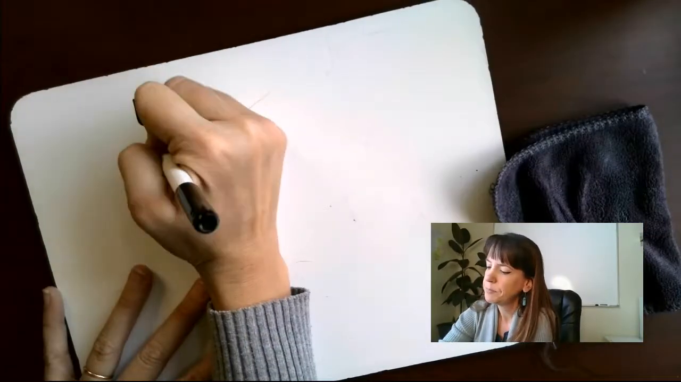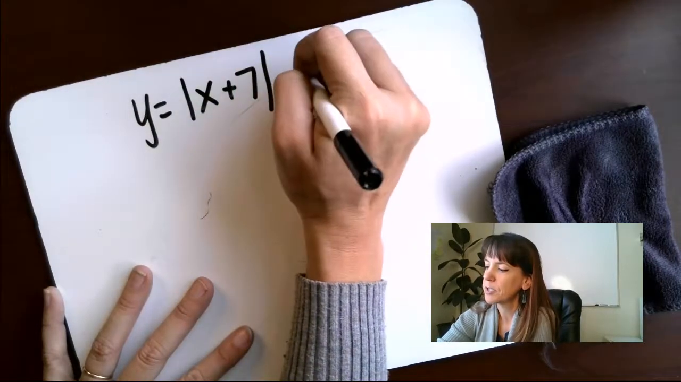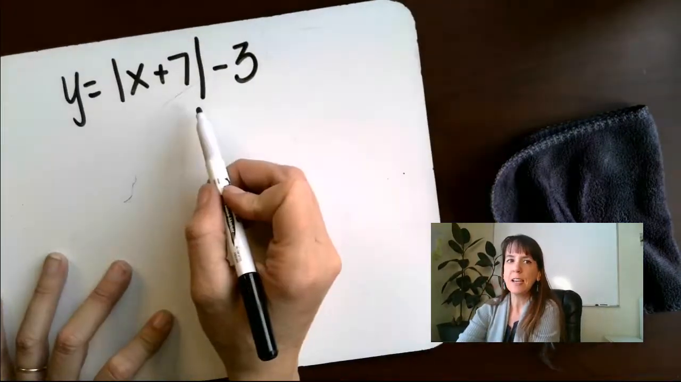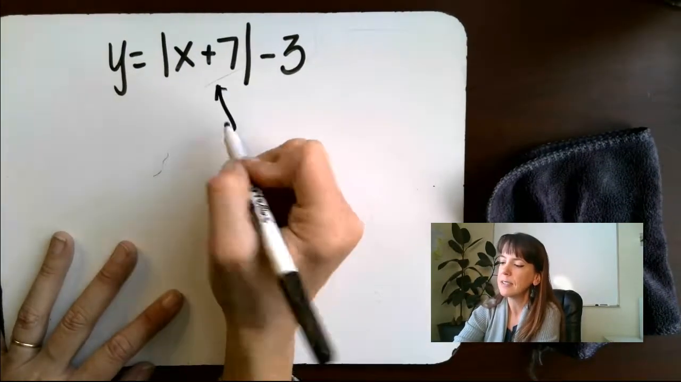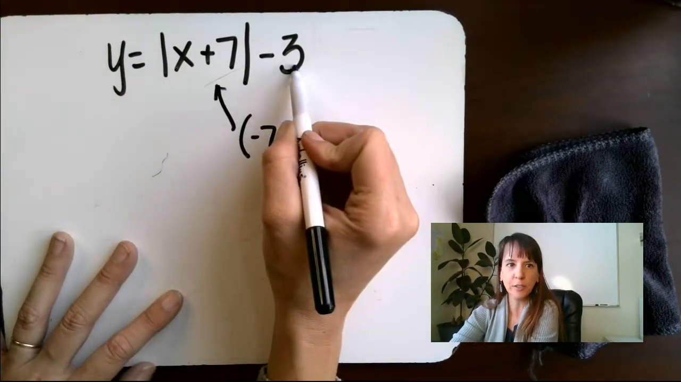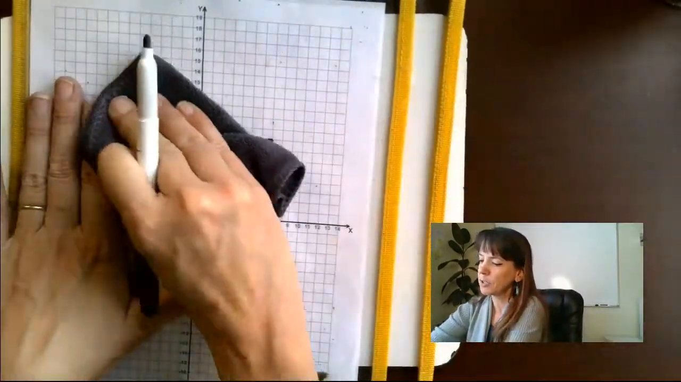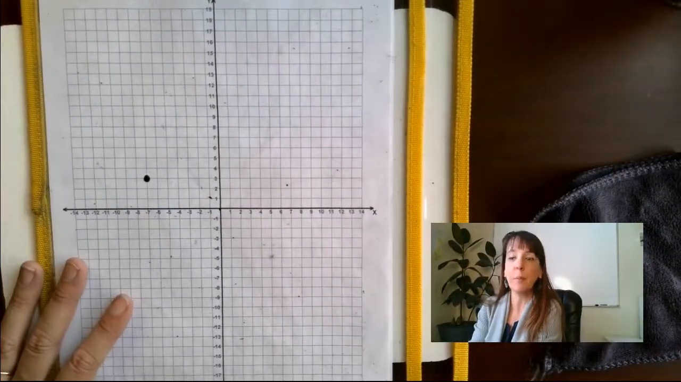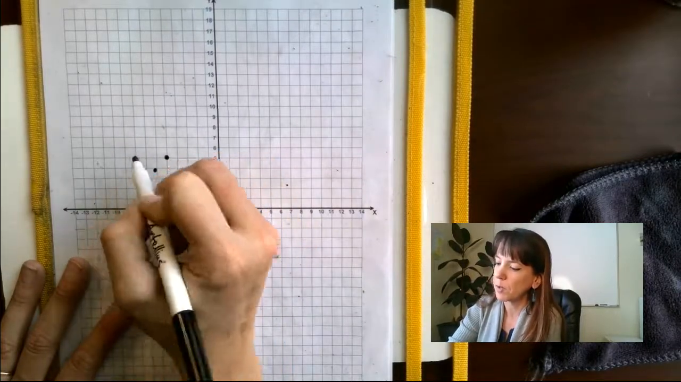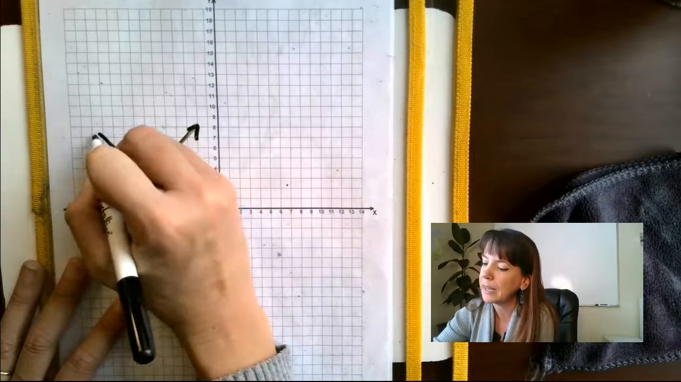So if we were to take this guy, and we were to say y equals absolute value of x plus 7 minus 3, right? We're going to do the opposite of this guy. Opposite of this is negative 7. Regular of this is going to be 3. So when we come over to our graph, we know that our vertex is going to be over negative 7, up 3, right? Then we do our pattern. Over 1, up 1, over 1, up 1, over 1, up 1, over 1, up 1.